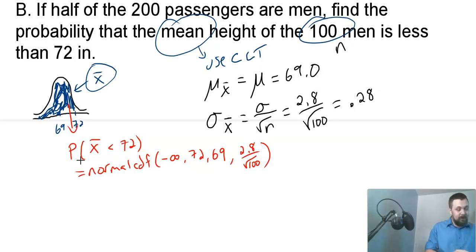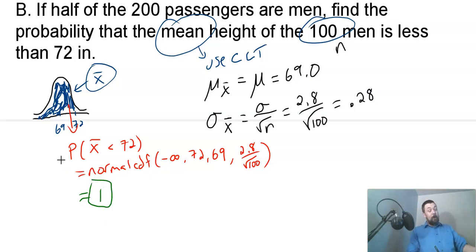Okay, so negative 99999 for the lower bound, 72 for the upper bound. The mean is 69. The standard deviation is 2.8 divided by the square root of 100. Close the parentheses. And oh, it's even more extreme than that. When I do this calculation, the answer my calculator gives me is 1. Now we know that if the probability is 1, that means it's certain to occur.